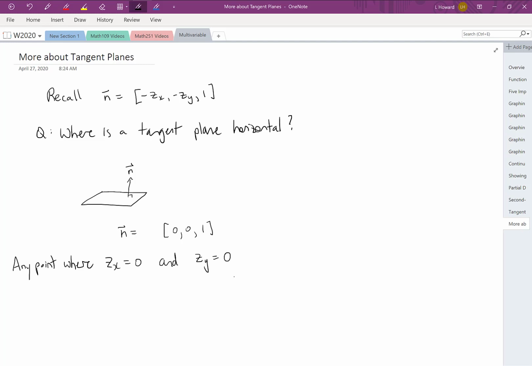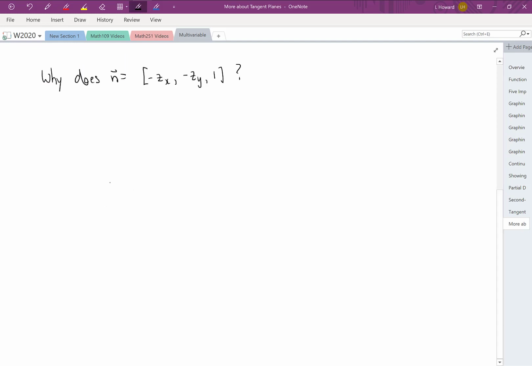Second part of the video, we want to talk briefly about where the formula for this normal vector comes from. Okay, so let's just ask, why does the normal vector equal minus z sub x, minus z sub y, 1? Well, let's draw a surface sitting in space. So here's our surface, and let's focus in on one point and the tangent plane associated with this point. So let's say we've got this tangent plane, not necessarily sitting horizontally here, it's just any plane that comes in and just touches the surface at whatever point we're interested in.